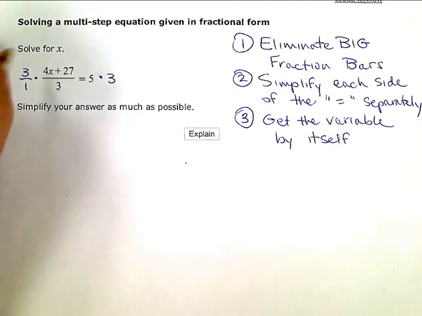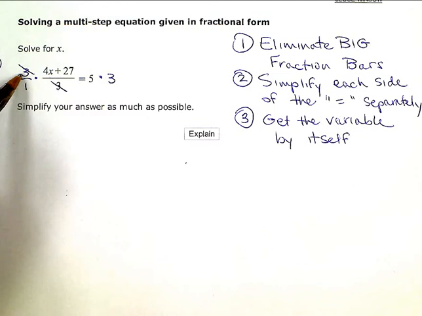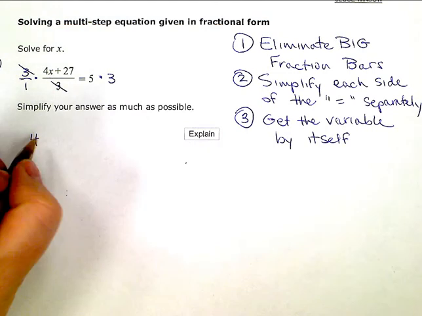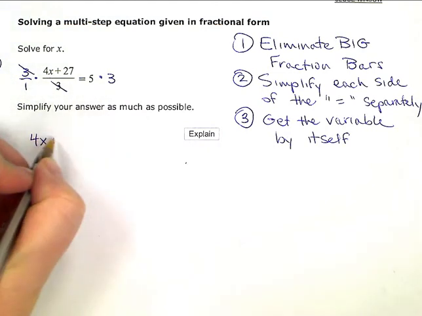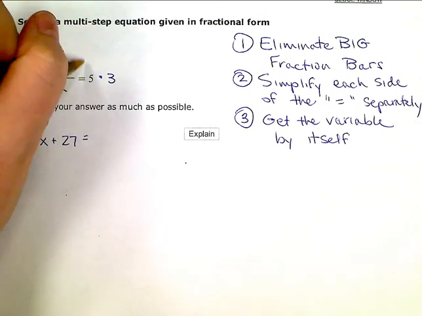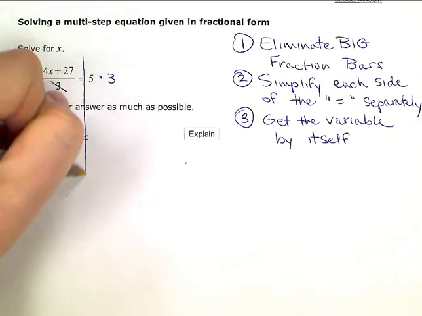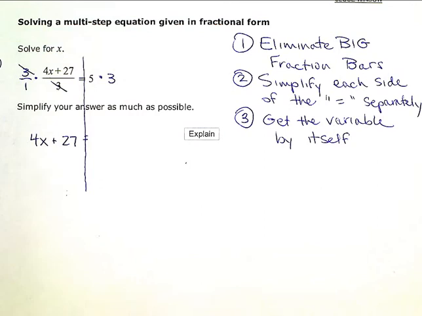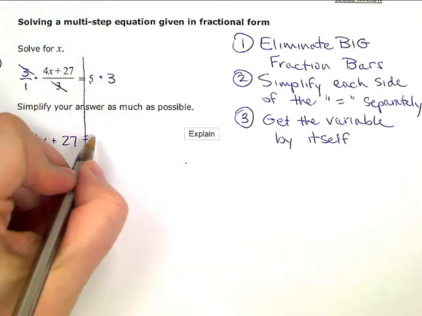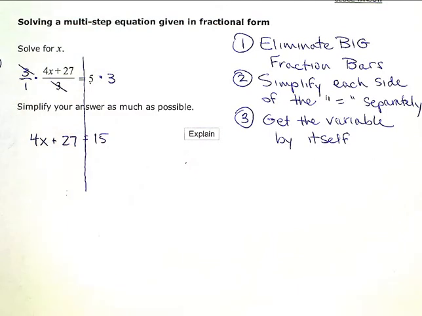So like I said, this multiplying by 3 cancels out that divide by 3, and all I'm left with on the left side of my equation is the 4x plus 27. On the right side of my equation, right, if we draw a line to separate left side from right side, I have 5 times 3, which is 15, okay?